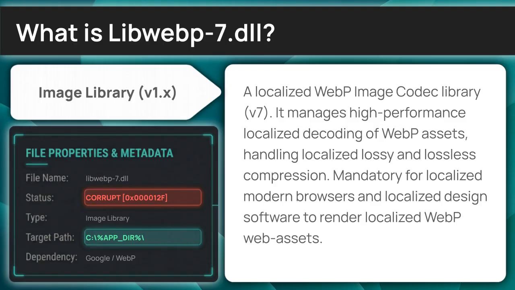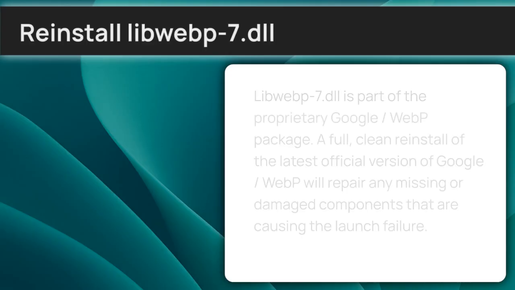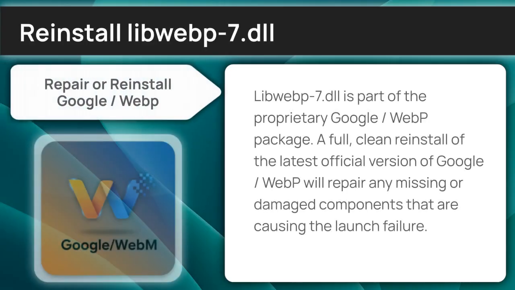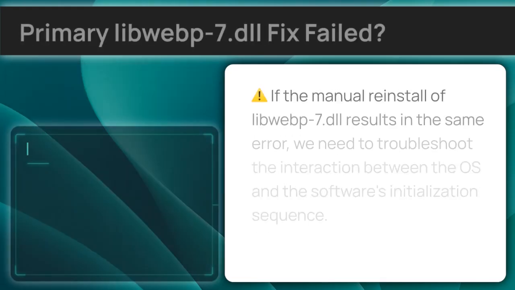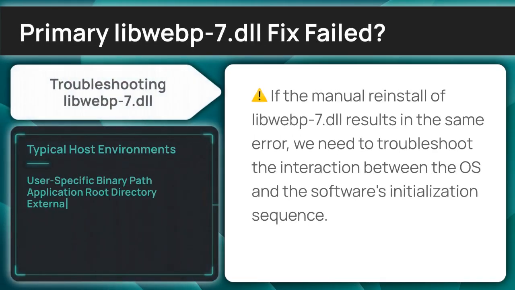Let's transition to the solution, starting with the official Microsoft redistributable. libwebp-7 is part of the proprietary Google/WebP package. A full, clean reinstall of the latest official version of Google/WebP will repair any missing or damaged components that are causing the launch failure. If a standard reinstallation doesn't restore the library, we need to verify if the system environment is properly recognizing the new components.